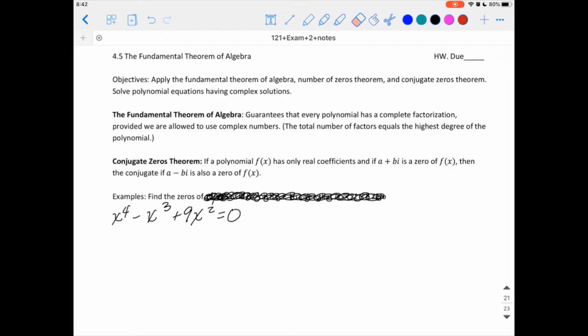All right. Section 4.5, the fundamental theorem of algebra. Believe it or not, we've been talking about it. So homework due next Tuesday, as usual.